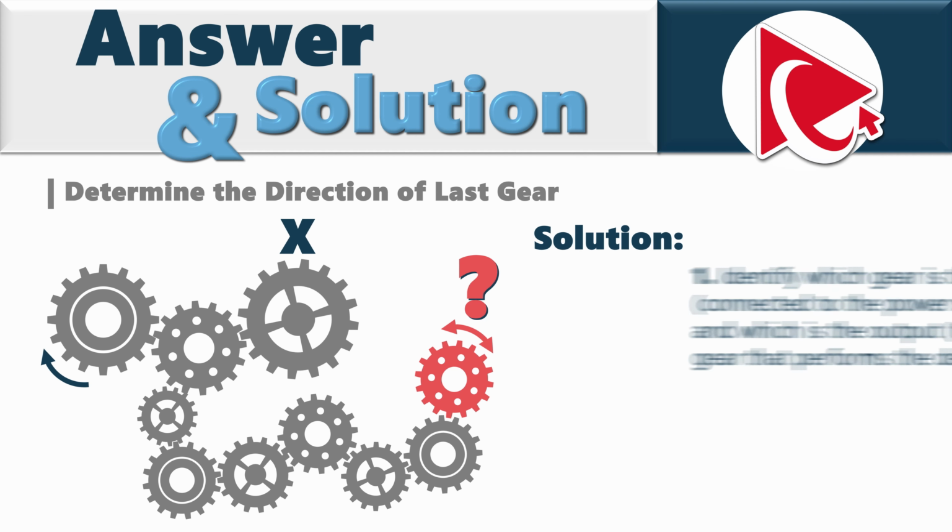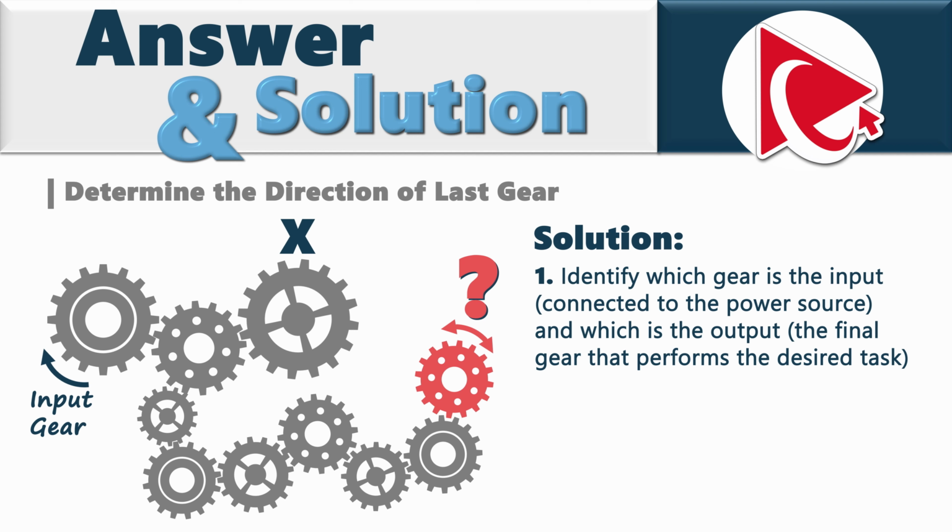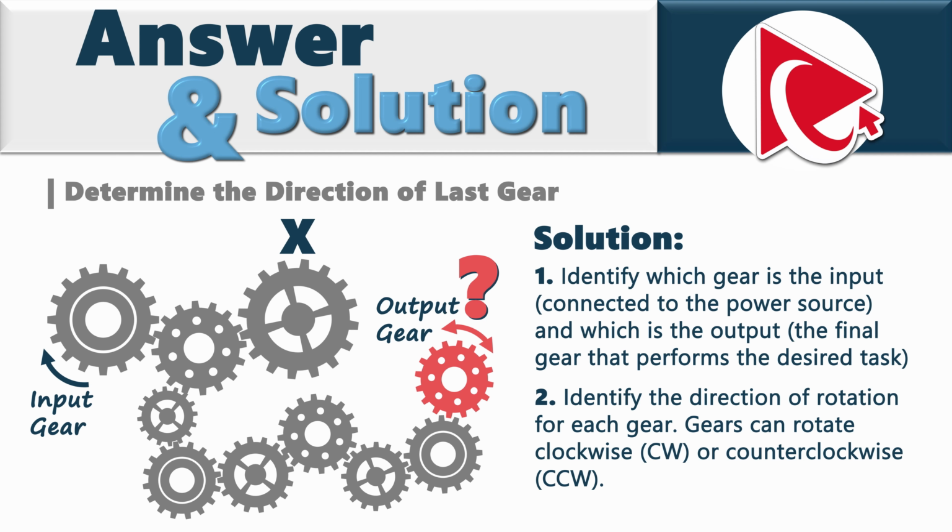To solve this question, we need to identify which gear is the input, which one is connected to the power source, and which one is the output gear, the final gear that performs the desired task. In the next step, we need to identify the direction of rotation for each gear. Gears can rotate clockwise, this is where the abbreviation CW comes from, or counterclockwise, this is what CCW stands for.